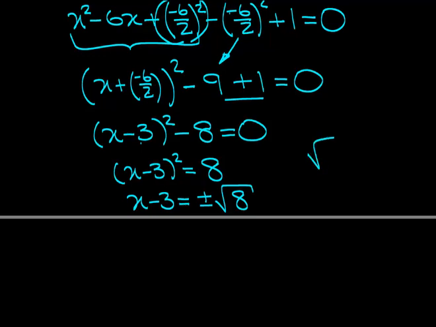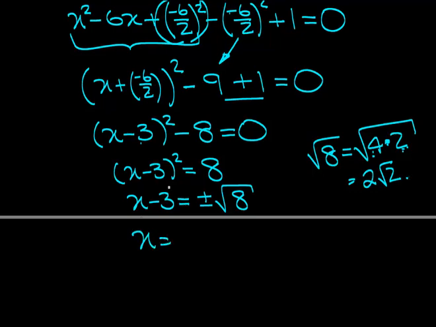Now remember, 8 can be broken down. Always simplify your answers. 8 is what? 4 times 2. Since 8 is not a perfect square, can I write it as a product of two numbers when one of them is? Sure, it's 4 times 2. What is the square root of 4? 2. So square root of 8 is 2 square root of 2. So I get x is equal to, I'm going to move the 3 over because I want to solve for x, 3 plus or minus 2 square root of 2. There's your answer.